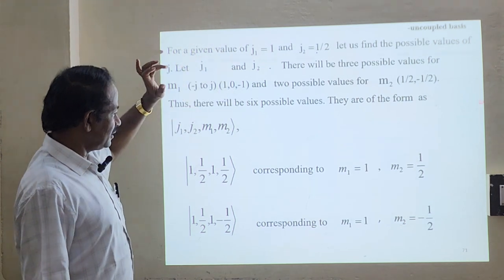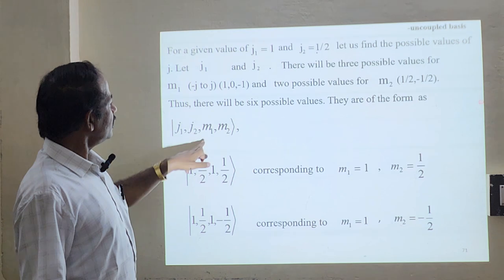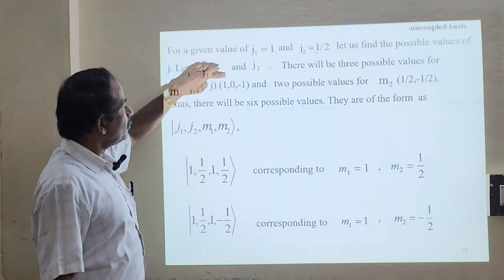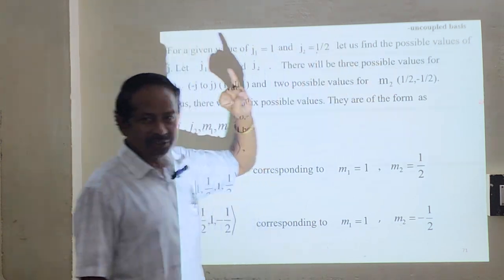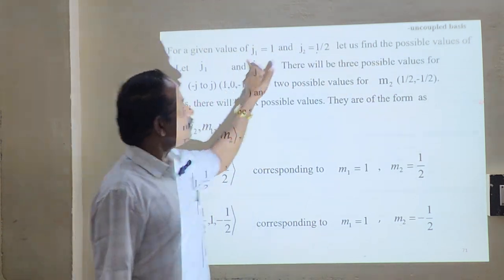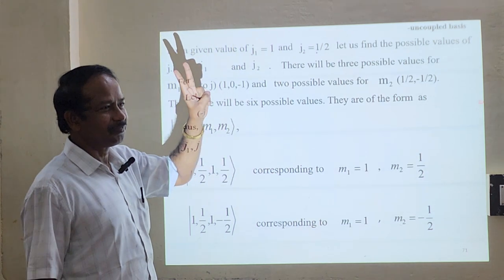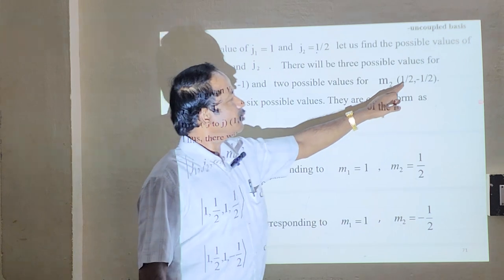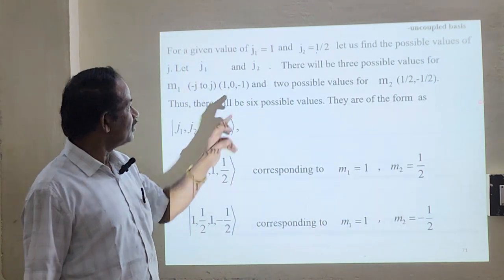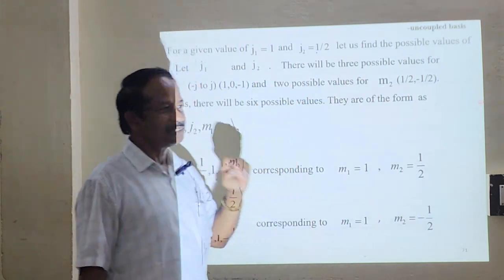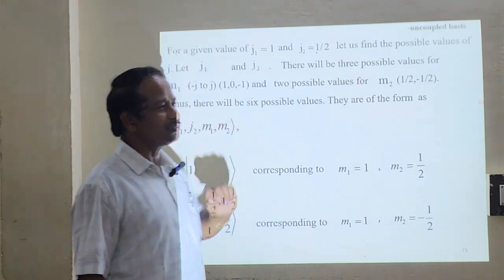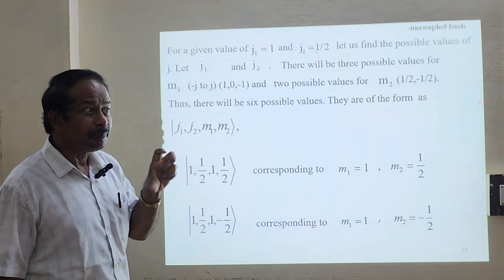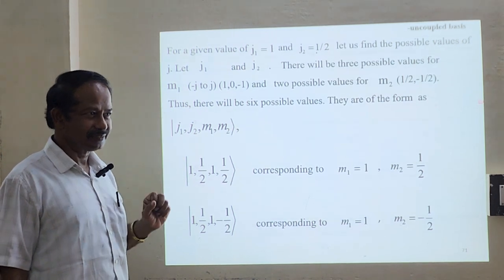So now, these are all individual states, correct? So now we'll write J1, J2, M1, M2. It's a very simple one. 1, 1 by 2, 1, 1 by 2 will be the first one. 1, 1 by 2, minus 1 by 2, second one. 1, 0, 1 by 2, third one. 0, minus 1 by 2, fourth one. Minus 1, 1 by 2, fifth one. Minus 1, minus 1 by 2, sixth one. So 6 possible basis states are there.